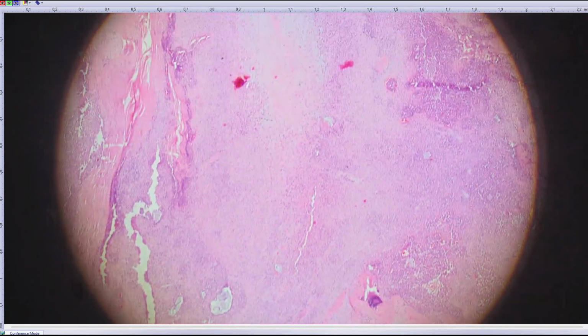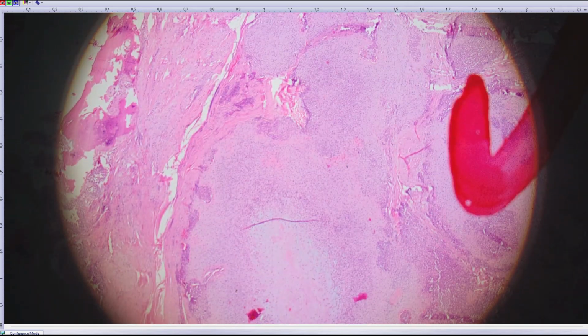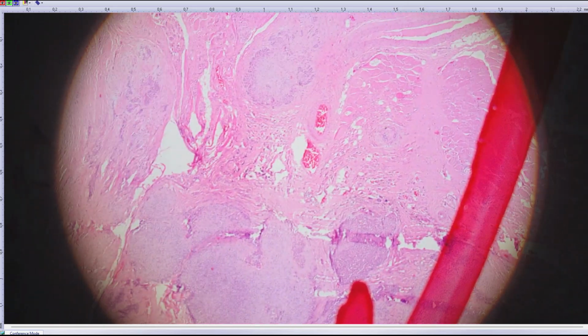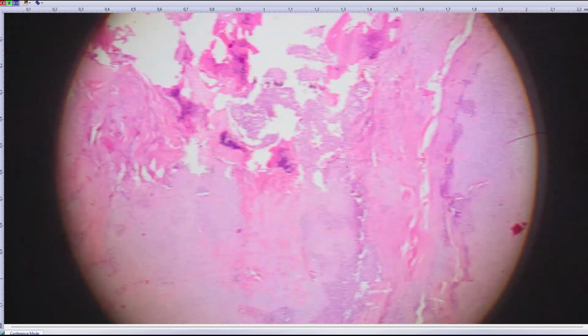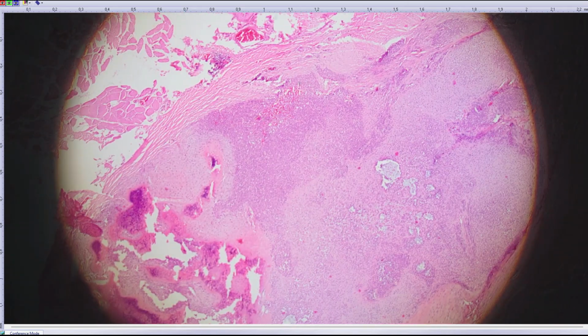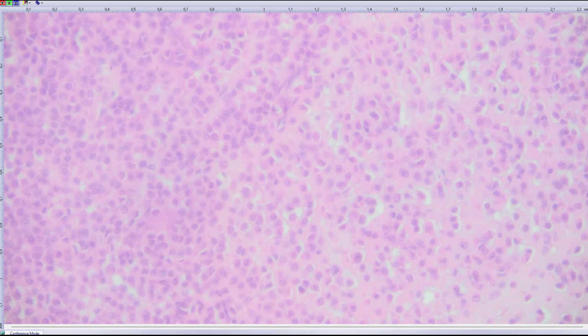It's composed of this immature cartilaginous matrix, which is more eosinophilic, not really blue like normal hyaline cartilage. We can see the extension into the soft tissues very nicely, but it's more pushing, not really infiltrating. And let's look at the cells. Round or ovoid. Sometimes we can see that the nuclei are a little cleaved.